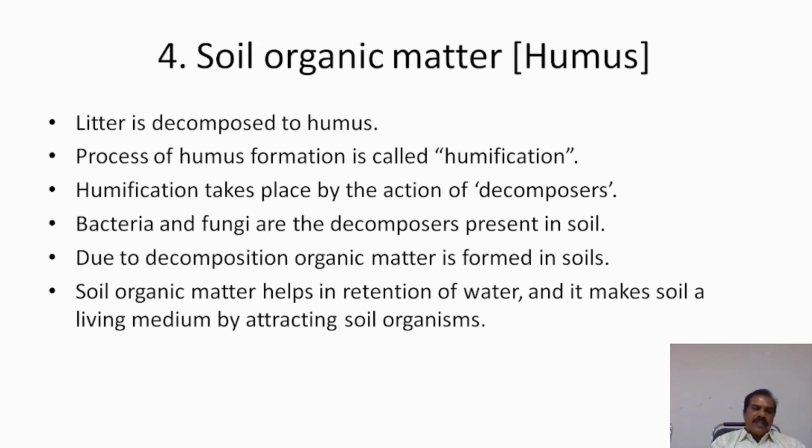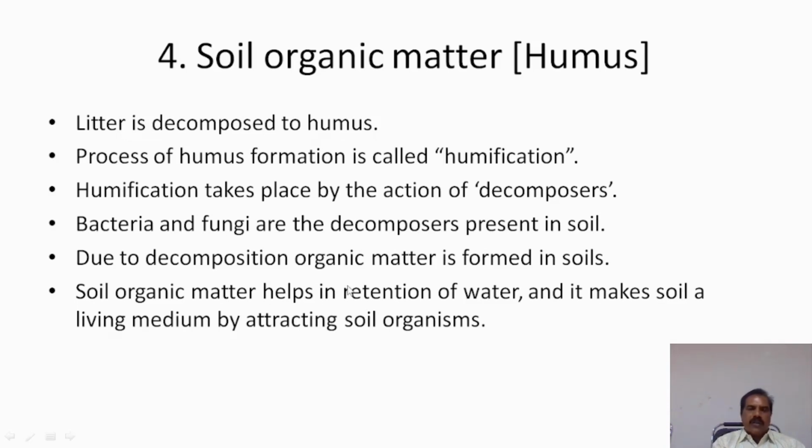There are decomposers present in the soil, for example, bacteria and fungi. They are the main decomposers present in the soil. They decompose litter or debris, that is, dead plant or animal matter, which will be converted into humus with the help of bacteria and fungi, which are nothing but saprobes, of saprophytic habit. They are saprophytes. They live on dead plant or animal matter and make it decompose into humus. They are called decomposers. The process of humus formation is called humification.